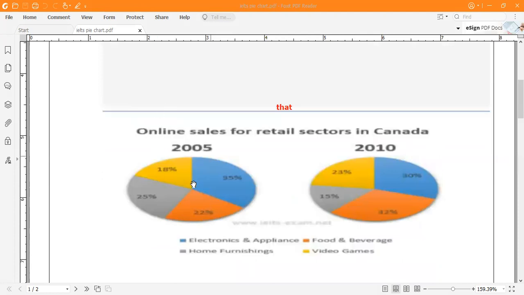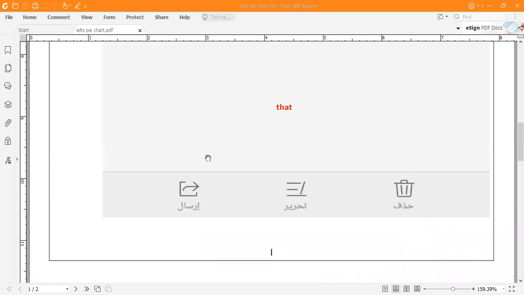السؤال اللي هو the pie chart shows online sales for retail sectors in Canada. غيرناها. It is worth mentioning that the pie chart illustrates or gives information about the things or the sectors or retail sectors which are being sold in the internet مثلا. اللي تباع في الانترنت بدل كلمة online. متى؟ 2005 2010. شو هن؟ This electronics and appliance and so on. إذا هذا كان إعادة صياغة السؤال. طيب إذا هذا النقطة الأولى.